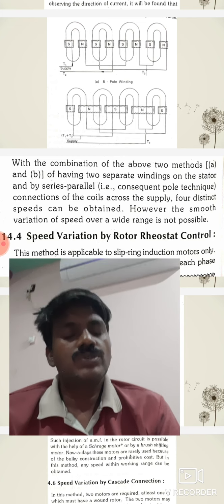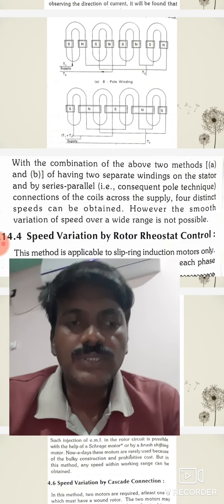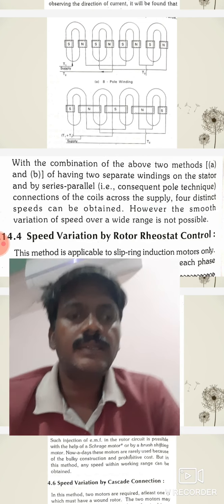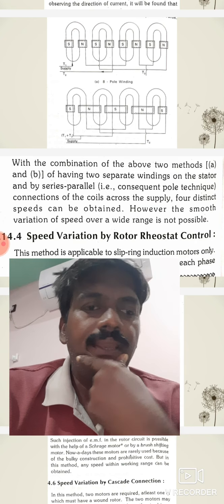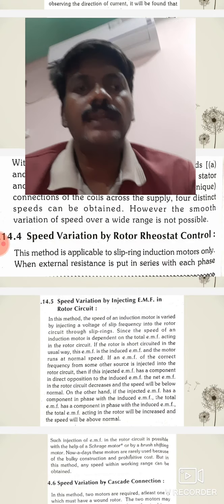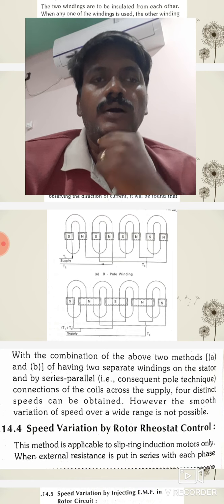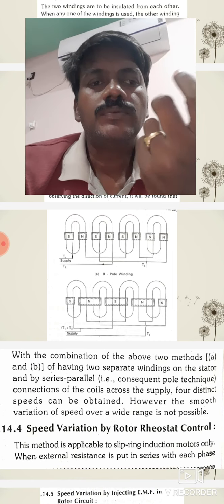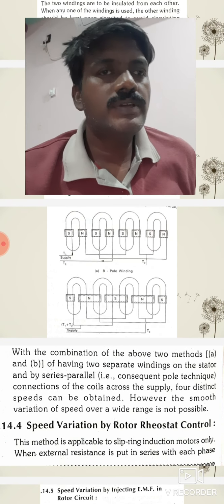Whether it is two separate windings or a single winding, by changing the number of poles in the stator winding, we won't get smooth variation. We'll get two speed variations only, that is 8-pole and 4-pole, right? So this is the speed control of a 3-phase induction motor.